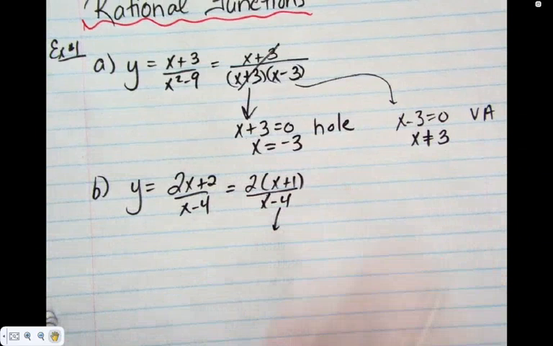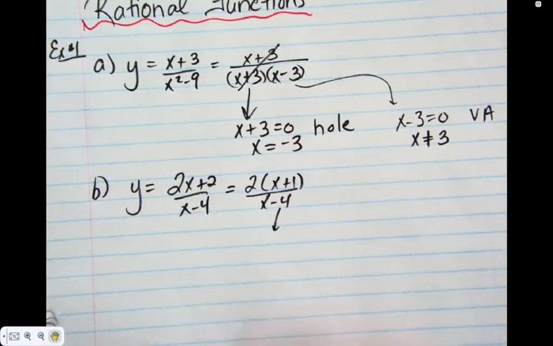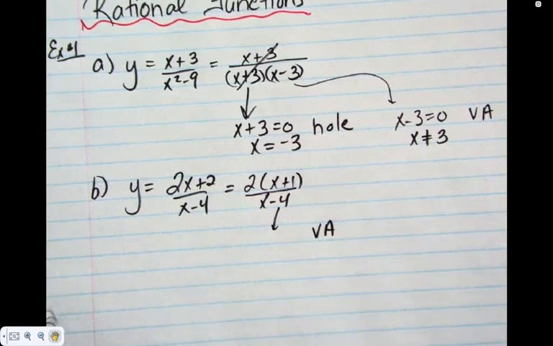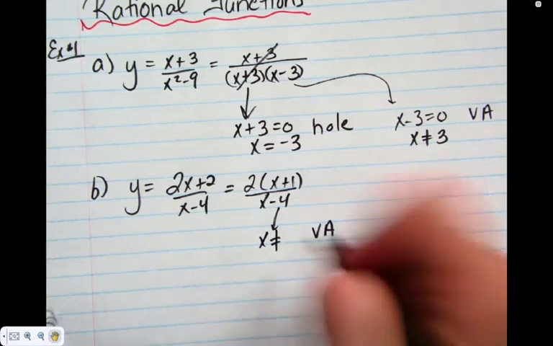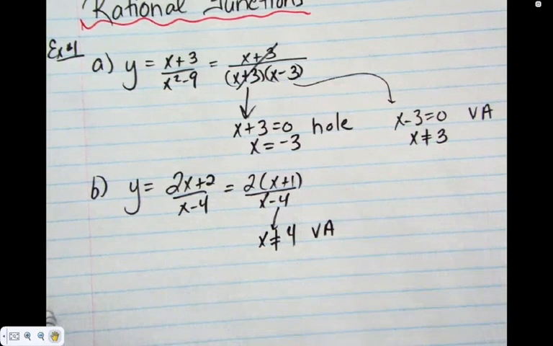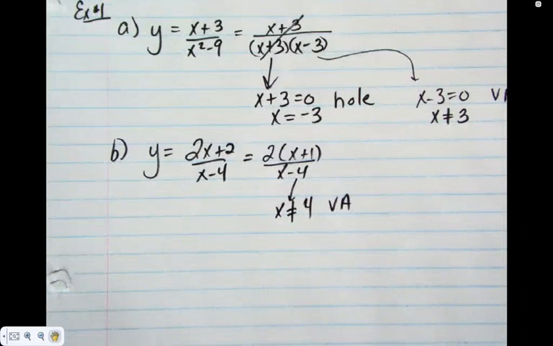Is the bottom a hole or a vertical asymptote? It's a vertical asymptote. How do you know? Because it didn't cancel. And the vertical asymptote is where x cannot be 4. So in this case, we didn't actually need to factor the top because it didn't cancel, but we need it for something later we're going to do. So I just always do it in this step: factor the top, factor the bottom. If it doesn't cancel, vertical asymptote.